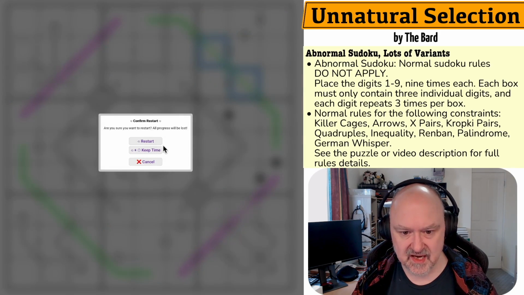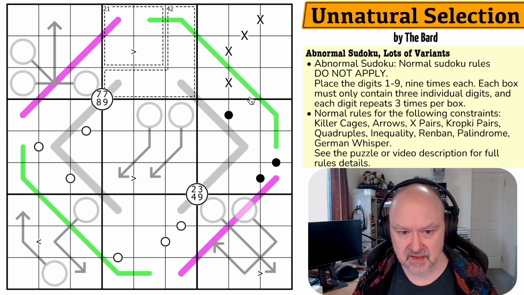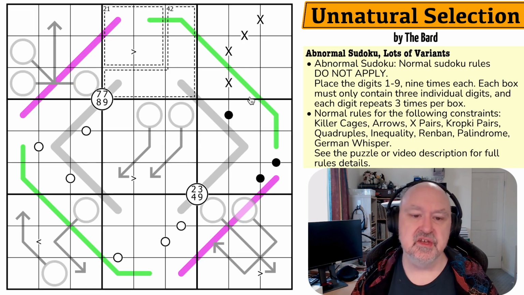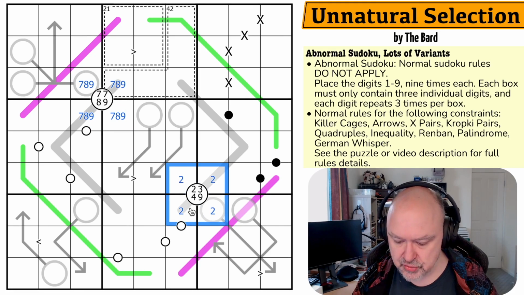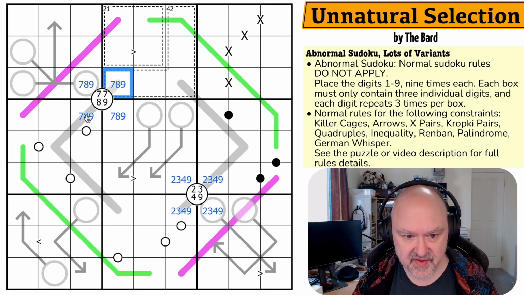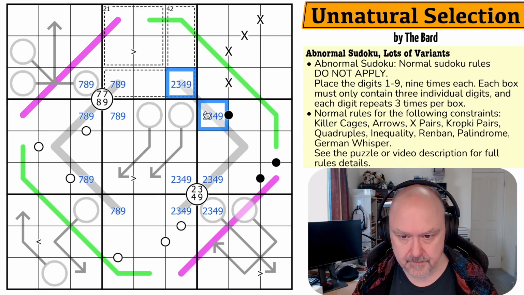I'm going to restart the puzzle to restart my timer. Let's give this a shot. So the first thing I can do is say that these only make up of 7, 8, 9, and there must be 2 7s in them. These are 2, 3, 4, 9. And if these are 7, 8, 9, these are 7, 8, 9. If these are 2, 3, 4, 9, these are 2, 3, 4, 9.